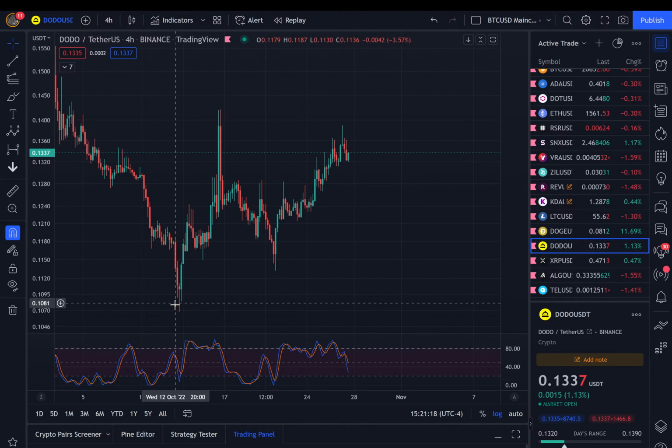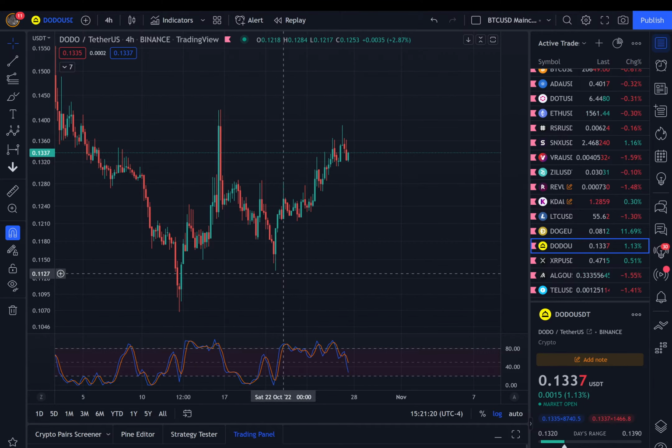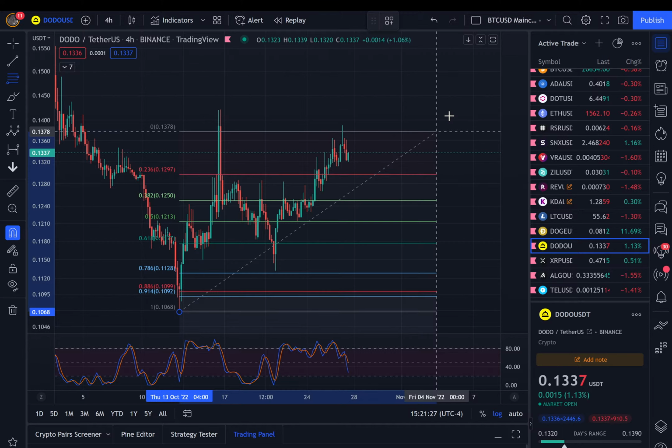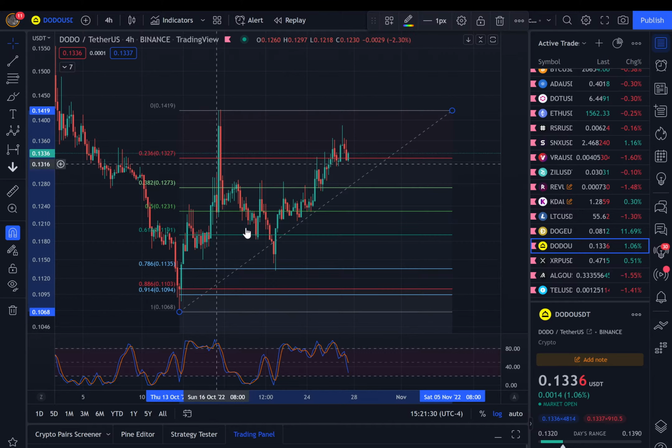I don't think it started here. I think it started here. October 21st. Let's just measure this. I think this is corrective down here. Let's see. Yeah, this is totally corrective. You see it hit the 786. That's a flat correction right here.